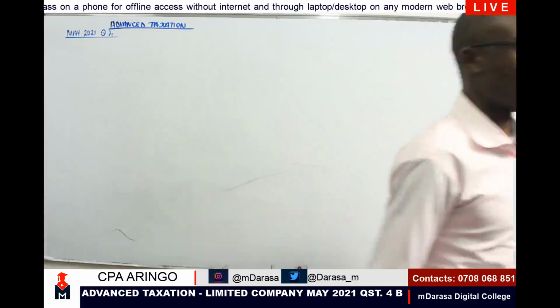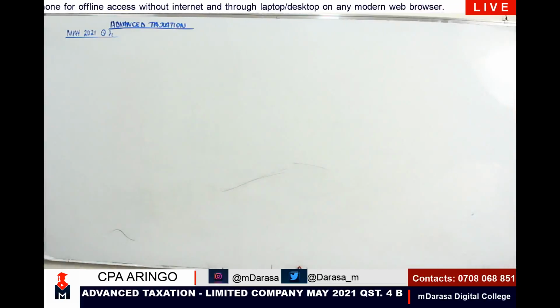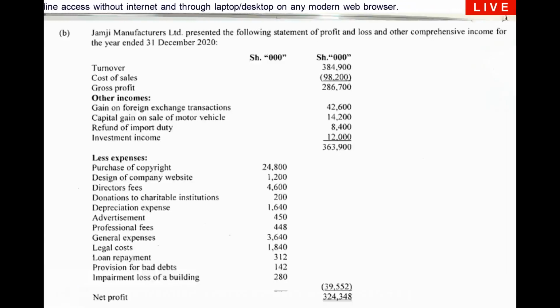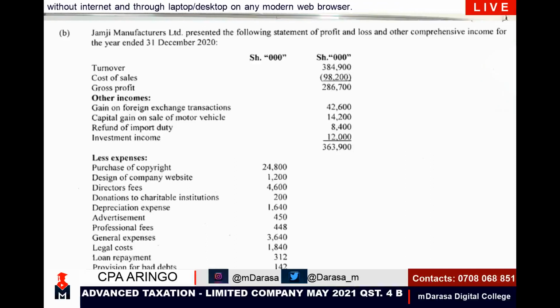So this is a question that I want us to handle. May 2021, question number 4, part B. I've just shared it on the screen. So this is what we are told. We are told that Jamji Manufacturers Limited presented the following statement of profit and loss and other comprehensive income for the year ended 31st December 2020. And what I am given, number 1, we are given turnover.